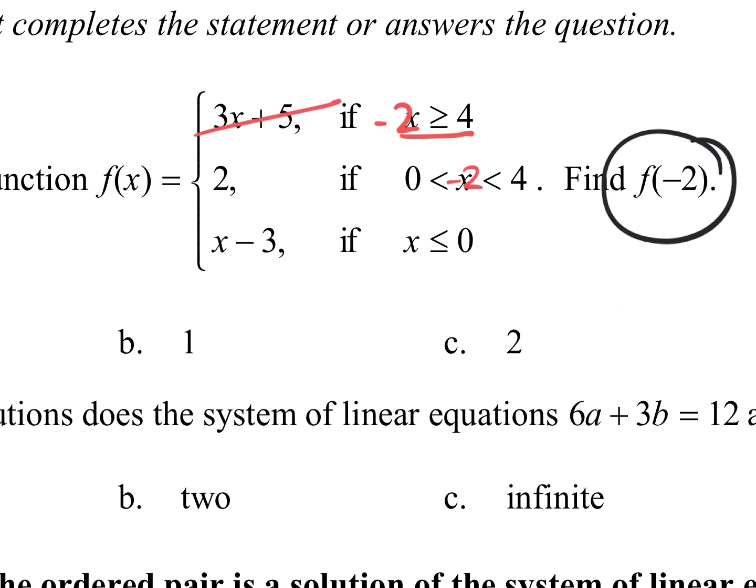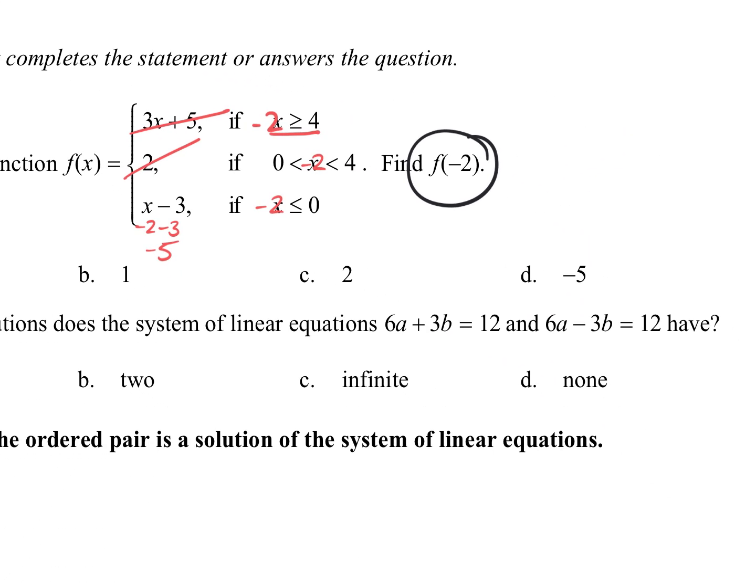Is negative 2 in between 0 and 4? No, so not the second one. Is negative 2 less than 0? Yeah. So we're going to plug that into the third piece. So we have negative 2 minus 3. What's negative 2 minus 3? Negative 5. So our answer here would be D.